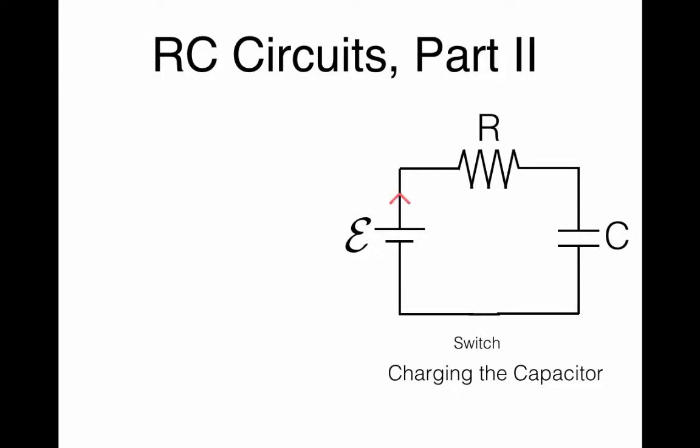Closing the switch completes the circuit, and the source of EMF drives the current around the loop. Charge builds up on the capacitor as the current flows. In this particular setup, positive charge accumulates on the top plate and negative charge accumulates on the bottom plate.